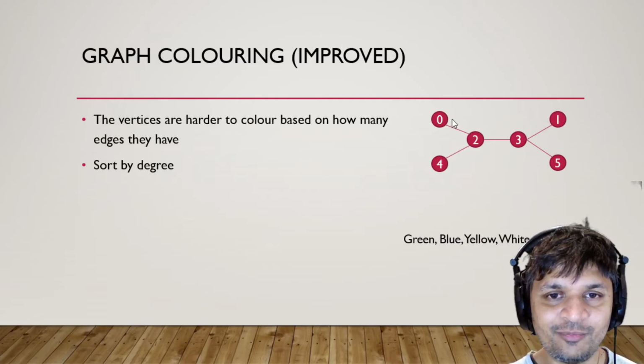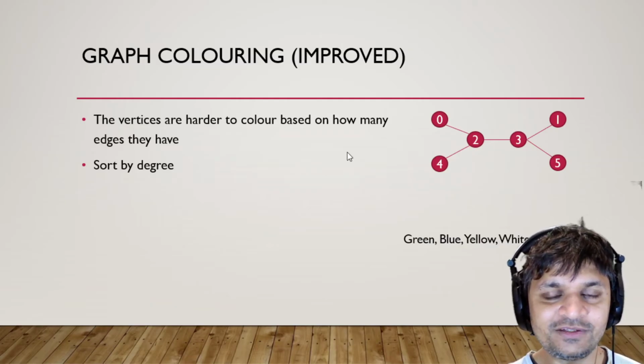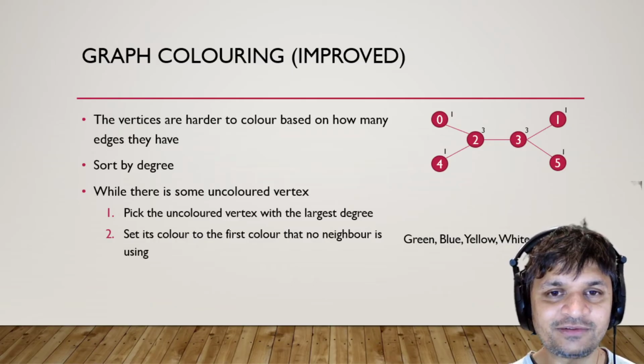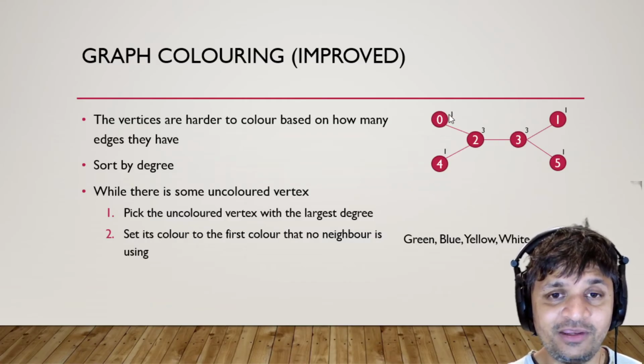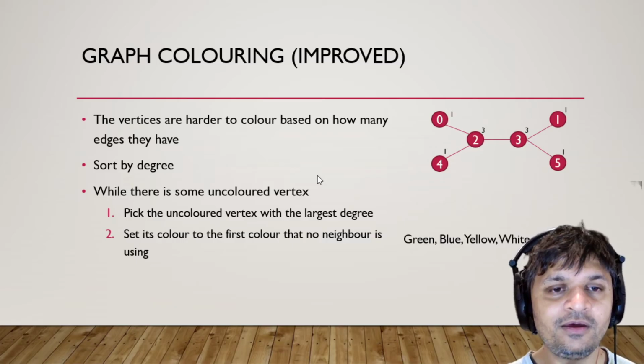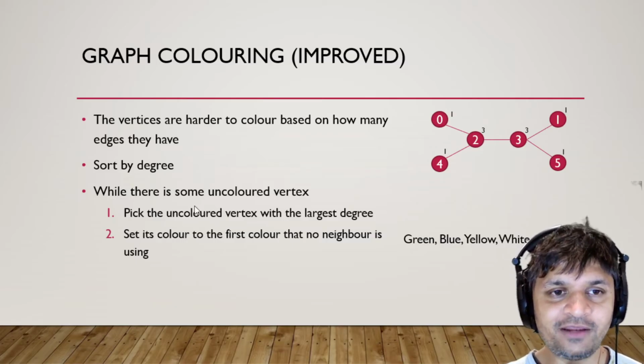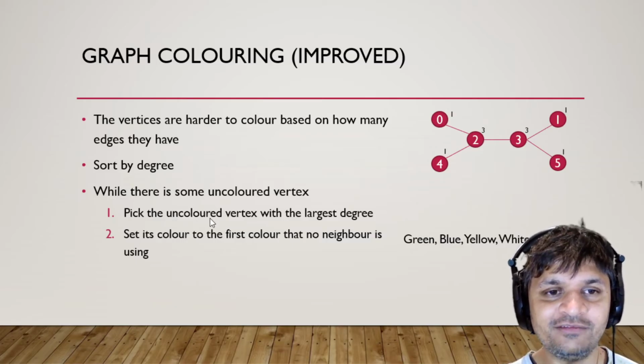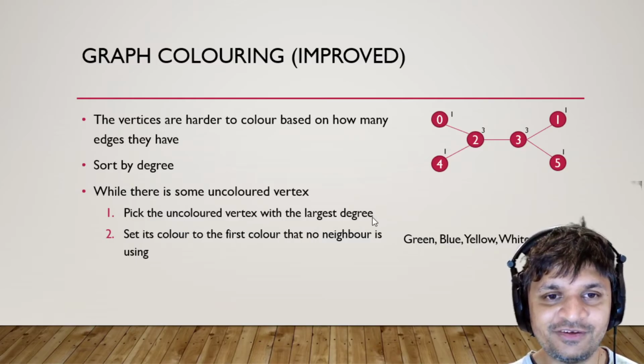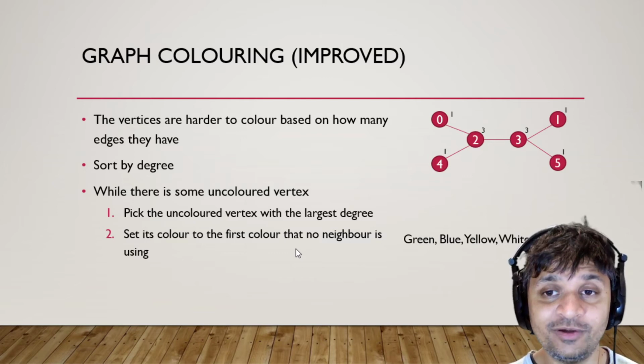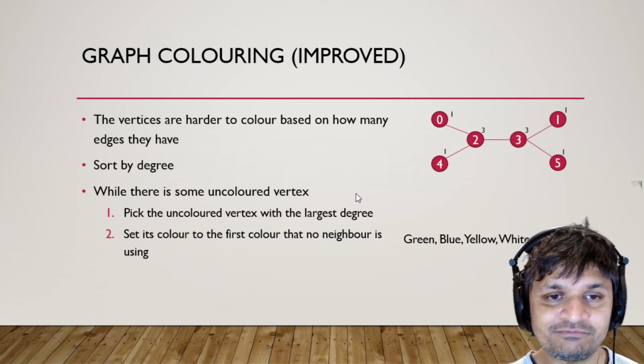Okay, degree is the number of neighbors a vertex has. And then we just color them in the order of their degree, right? So we can look at the degrees here. Vertex 2 and vertex 3 have degree 3, and 0, 1, 4, and 5 have degree 1. That's just how many neighbors they have. Now, in the algorithm, all we've changed is we've said, instead of just picking any vertex, pick the uncolored vertex with the largest degree and set its color to the first color that no neighbor is using. So, not a huge change, but let's see how this plays out.